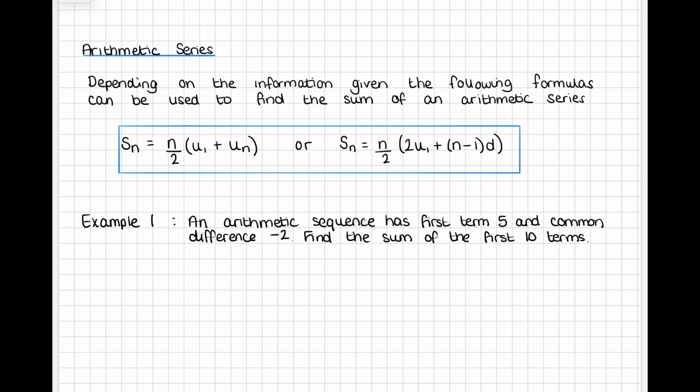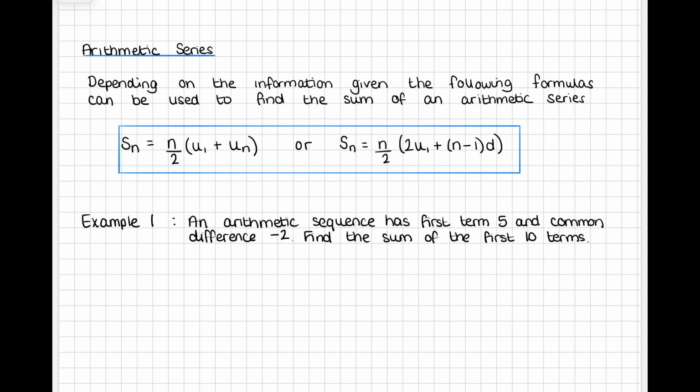If we don't know the term number of what we're trying to find, so we don't know what the 10th term is, we can use this equation instead, which is n over 2 brackets 2 times u1 plus n minus 1 multiplied by the common difference d. So depending on the information will depend on which equation that you use. Let's do a few examples.